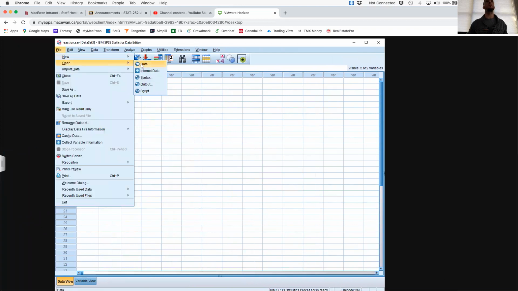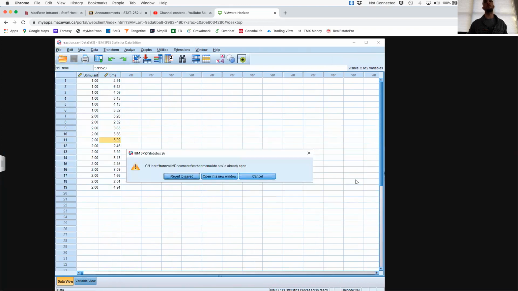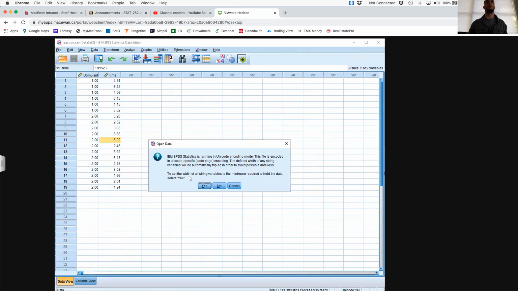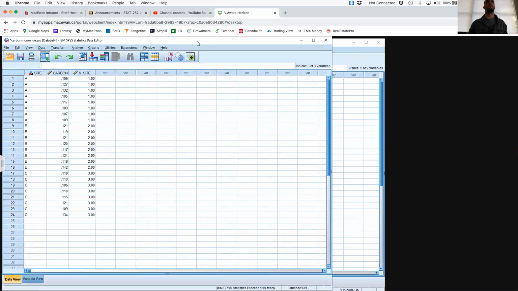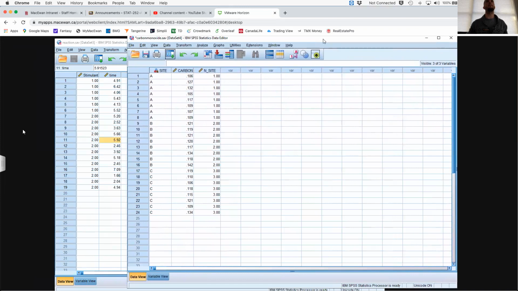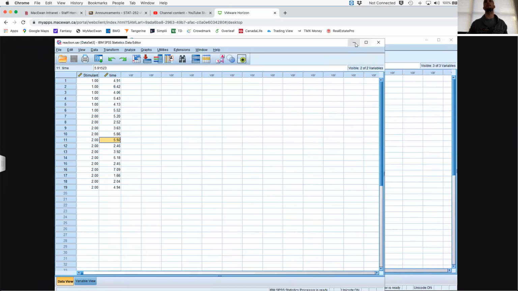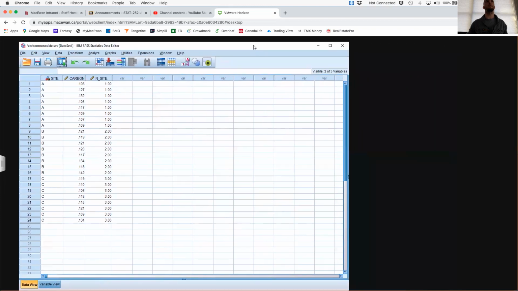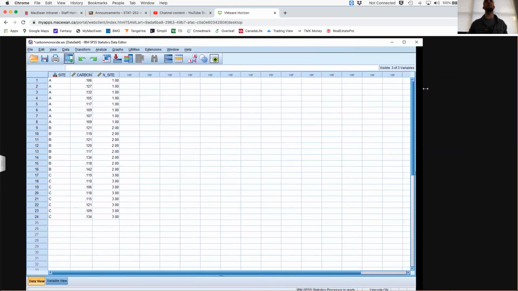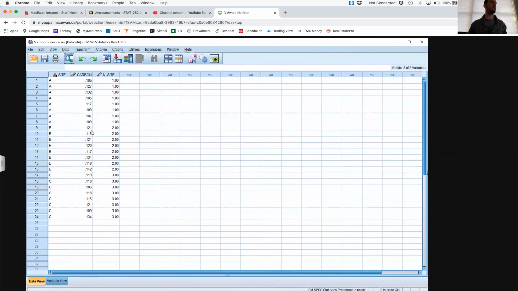Okay. So if we load the carbon monoxide data into SPSS, we have the following data set. All right. So you can see that this data set is actually very similar to what we had for the Wilcoxon Rank-Sum data. So we have one measurement, which is the carbon monoxide value. So this is the carbon monoxide level in parts per million. And there's 3 different sites: site A, site B, and site C.